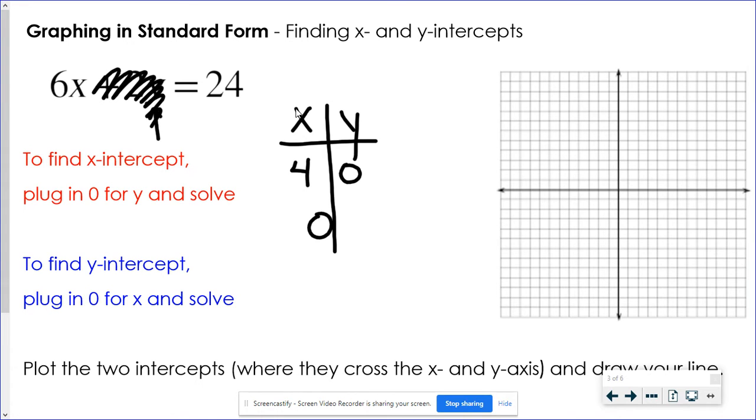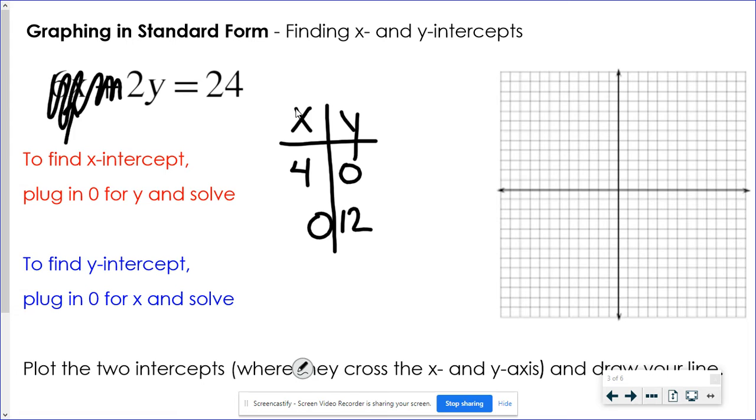Now, if I move on and I want to find the y-intercept, that's what happens when the x is 0. So if I put a 0 right here, 6 times 0 is 0. Adding that 0 to the beginning of the equation doesn't do anything. So again, I can kind of ignore that. So I would say 2 times what gives me 24? Well, that's going to be 12.